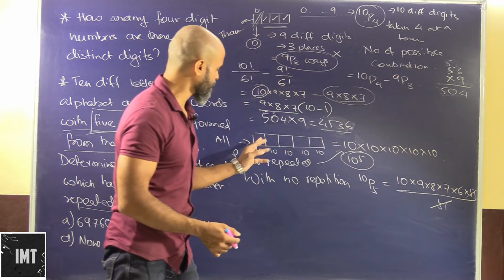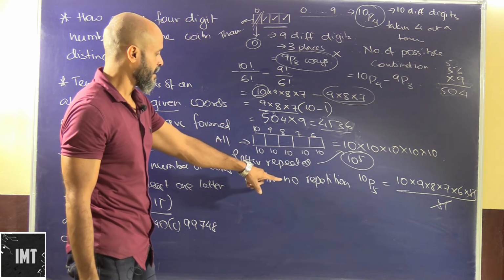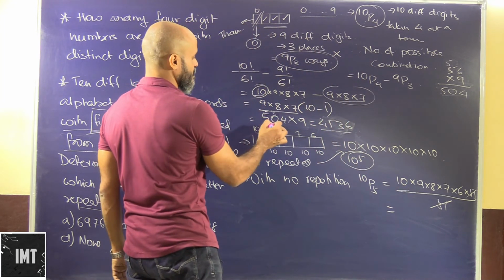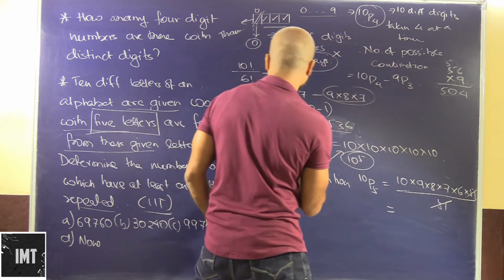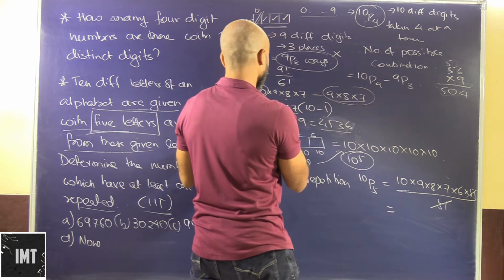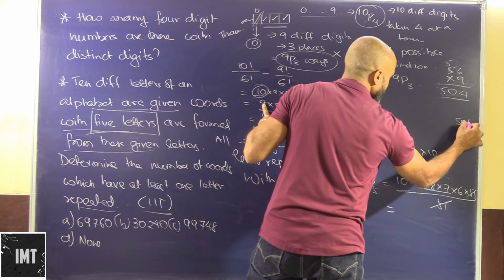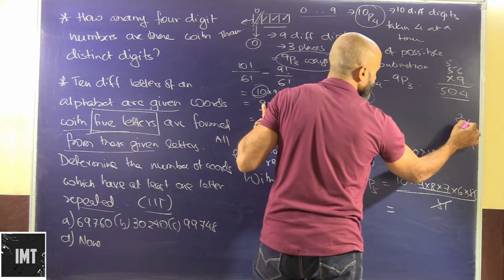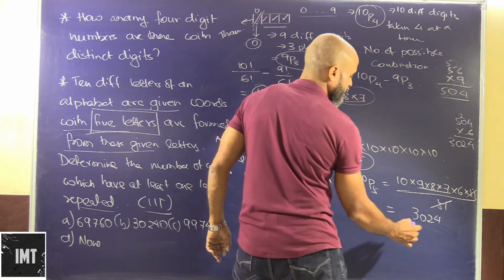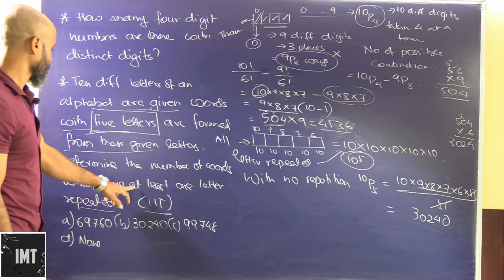Whether you go this way or just apply logic, with no repetitions it is 10 9 8 7 6. So how much will this be? We just calculated 9 into 8 into 7 as 504. 8 7s are 56, 56 into 9 is 504. 504 into 6: 4 6s are 24, 0 6s are 0 plus 2, 5 6s are 30. So this will be 30240.